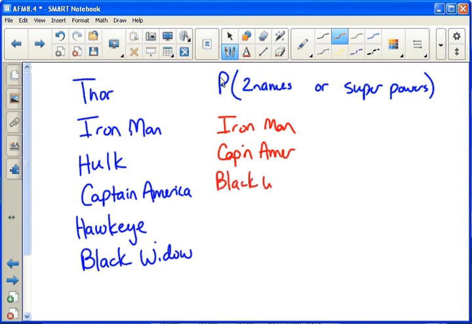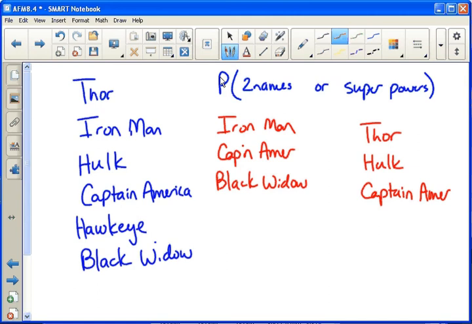Now let's list the people who actually have superpowers. Okay, well, Thor has superhuman strength, among other things. Iron Man does not. He's just a very rich guy with a highly technological suit. The Hulk, I would be willing to say, has superpowers. Turns into a giant green monster that can do anything. Captain America has superpowers. But Hawkeye is just a normal guy who happens to be really good with a bow and arrow. And Black Widow is just a really good super spy who can fight. So she also doesn't have any superpowers.